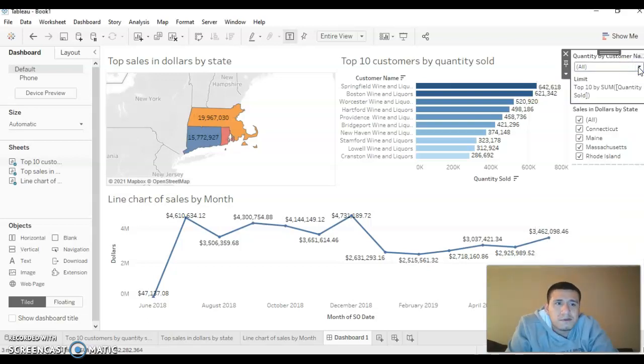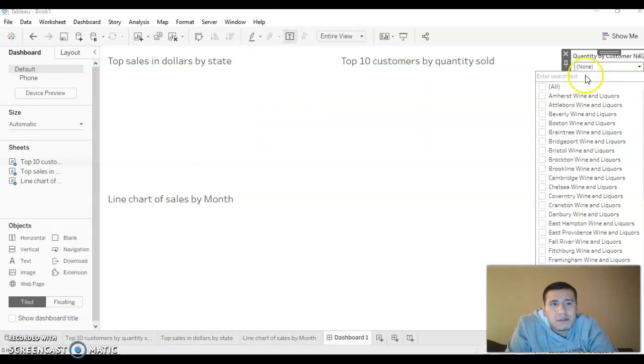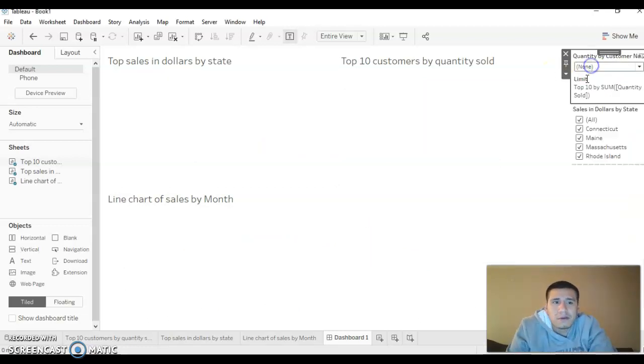So there was 374,148 quantity being sold to them, and the majority of these sales were out of the state of Connecticut. Down in the line chart of sales by month, you see the trend for this specific customer.